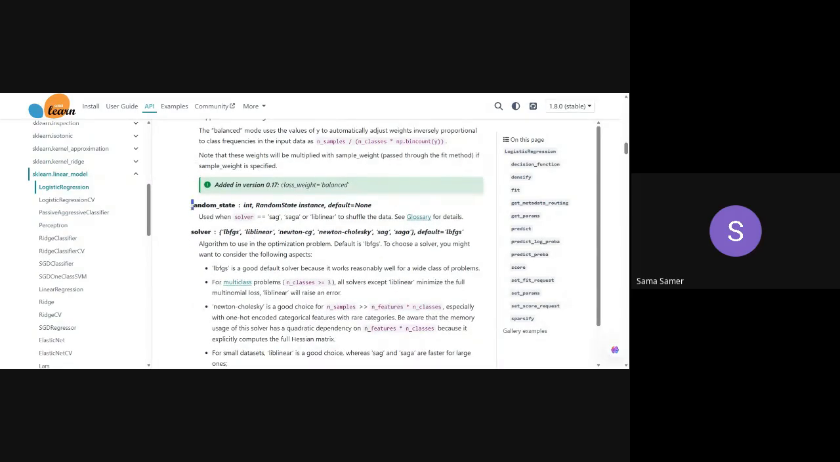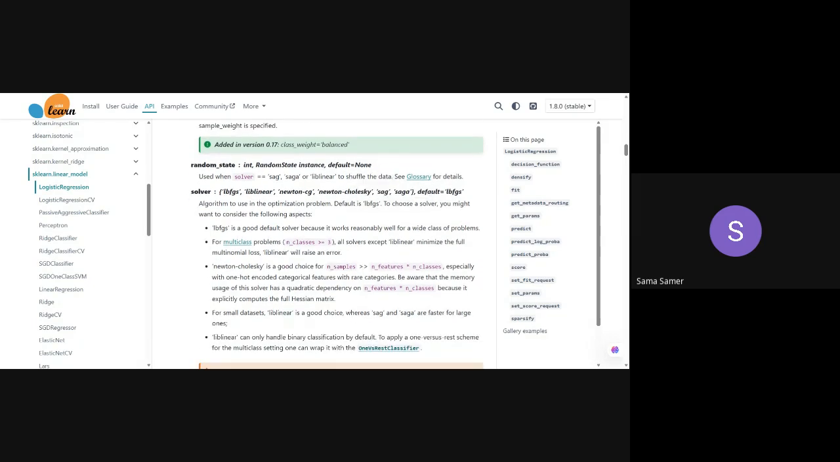Then we have a random state. The random state is an instance for shuffling. It is used to shuffle the data. We have the solver. The solver is the algorithm used to optimize the problem. We have LBFGS, Newton CG, and other algorithms used inside of it, and you can search for all of them independently and learn the algorithm behind each, so you can know which one is used in which problem.